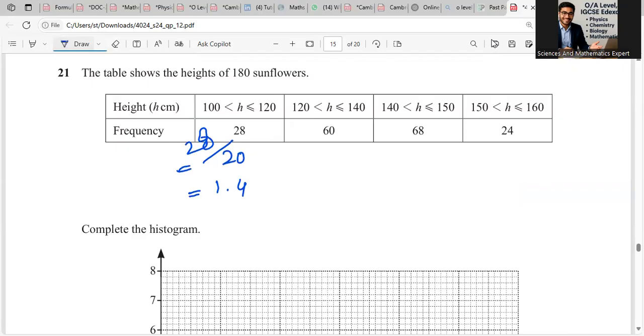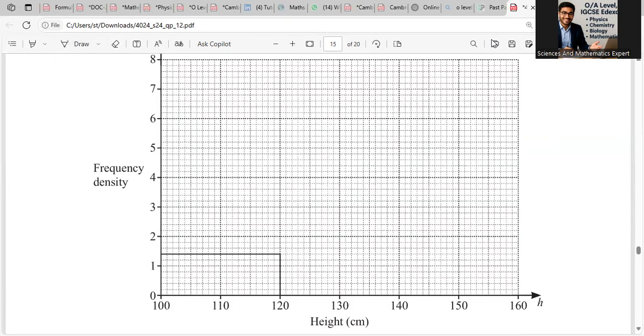For this one, again, we will do the same criteria. 60 will come above, and the difference over there is 140 minus 120, which is 20. So now for 120 to 140, I will go for 3 over there. So my histogram will go up to 3 like this, and this one like this.